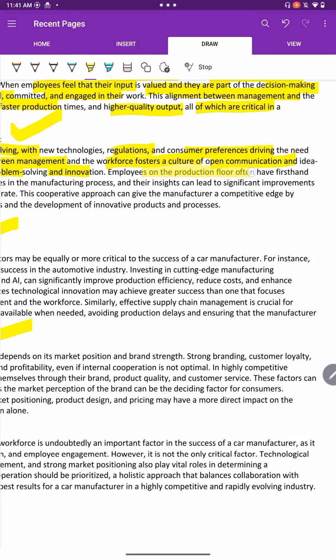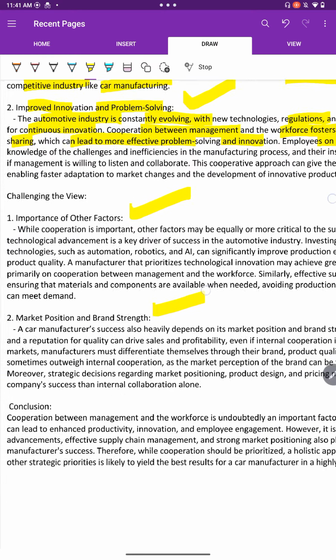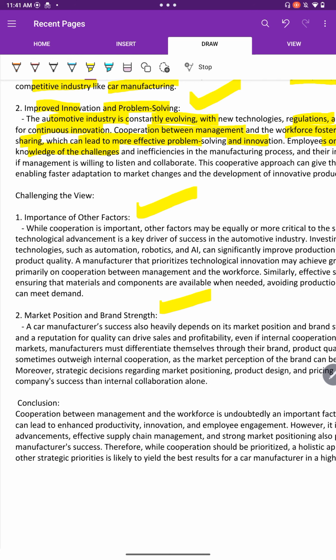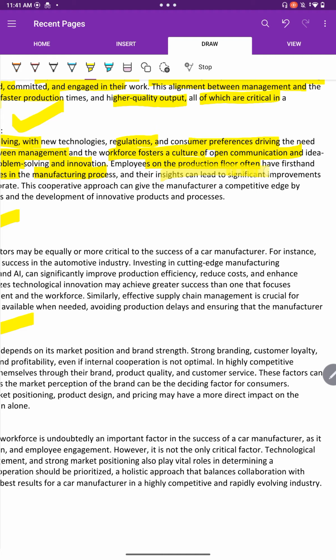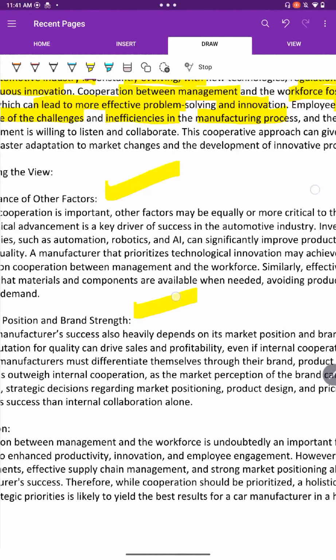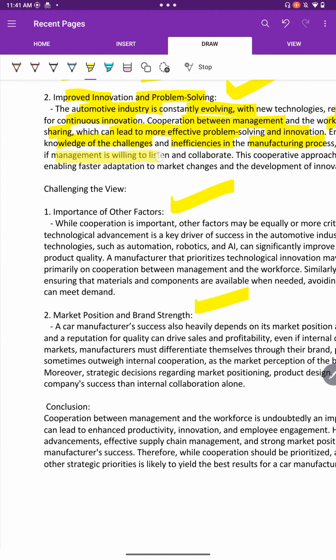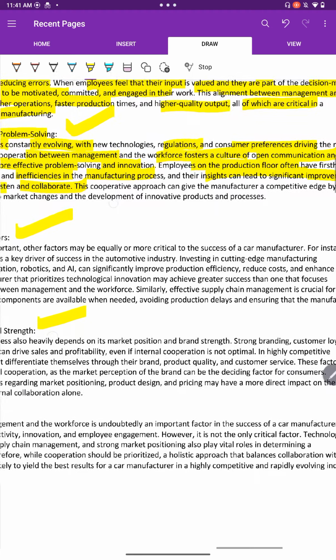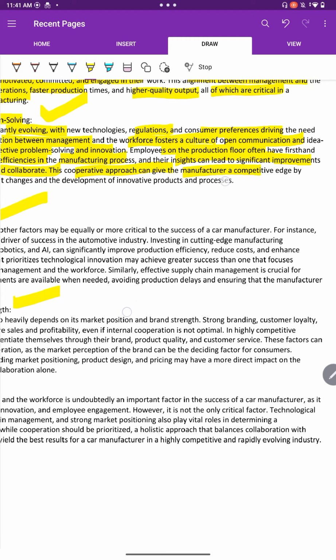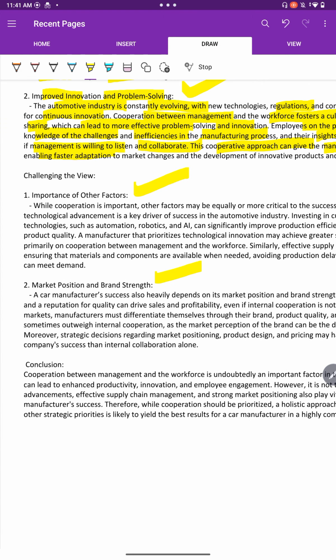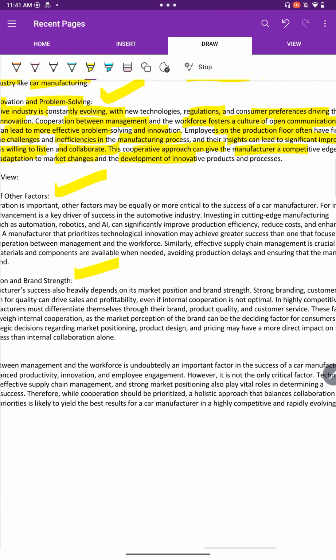Employees on the production floor often have first-hand knowledge of the challenges and inefficiencies in manufacturing processes, and their insights can lead to significant improvements if management is willing to listen and collaborate. This collaborative approach can give the manufacturer a competitive edge by enabling faster adaptation to market changes and development of innovative products and processes. This is my second good point.